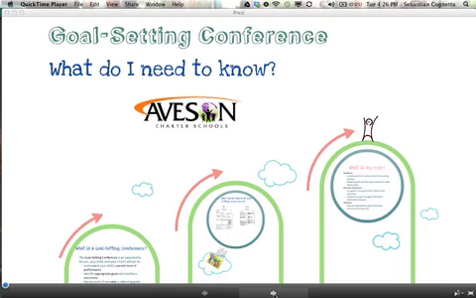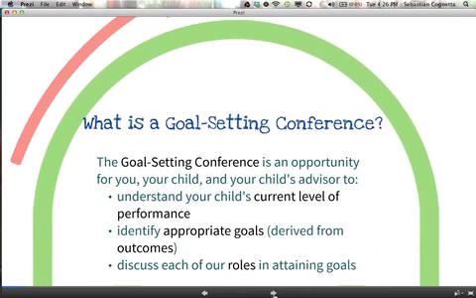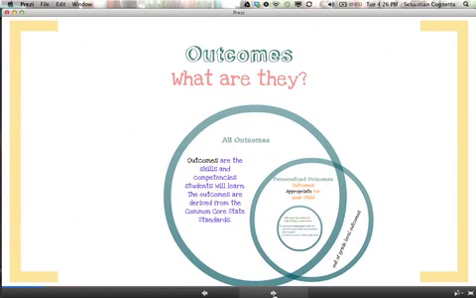I'm going to be providing a quick goal-setting conference orientation, helping you answer the question, what do I need to know? First thing you probably want to know is, what is a goal-setting conference? This is a conversation between you, your child, and your child's advisor, which will discuss your child's current level of performance, the appropriate goals based on this performance, as well as each of our roles in helping our children meet these goals.